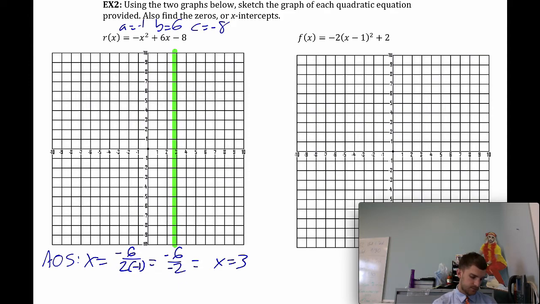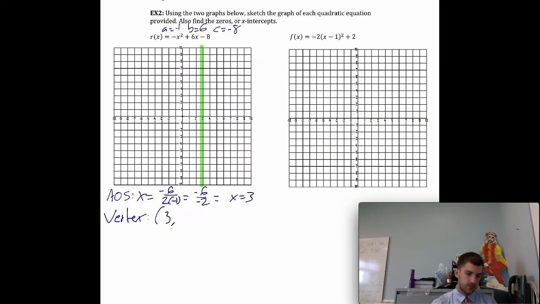To find our vertex, we're going to take that x value and plug it in. So the x coordinate is 3. To find the y coordinate, we're going to plug that in. We're going to do r of 3. So we're going to have negative 3 squared plus 6 times 3 minus 8. When we clean that up, we get negative 9 plus 18 minus 8, which gives us 1. So we have a coordinate at (3, 1). And let's plot that on the graph.